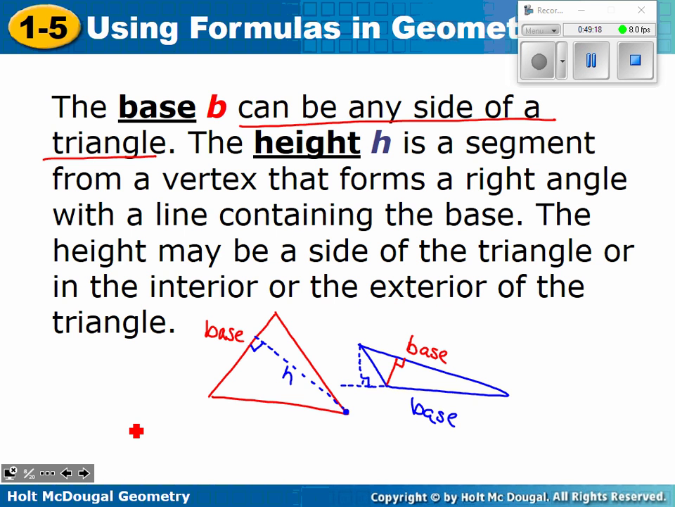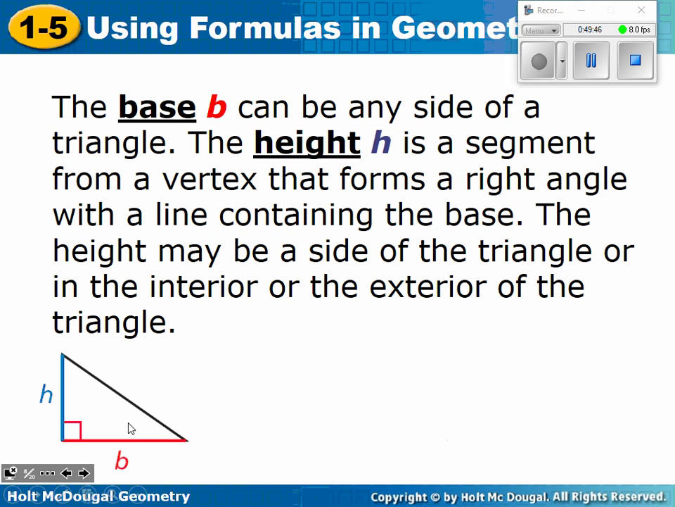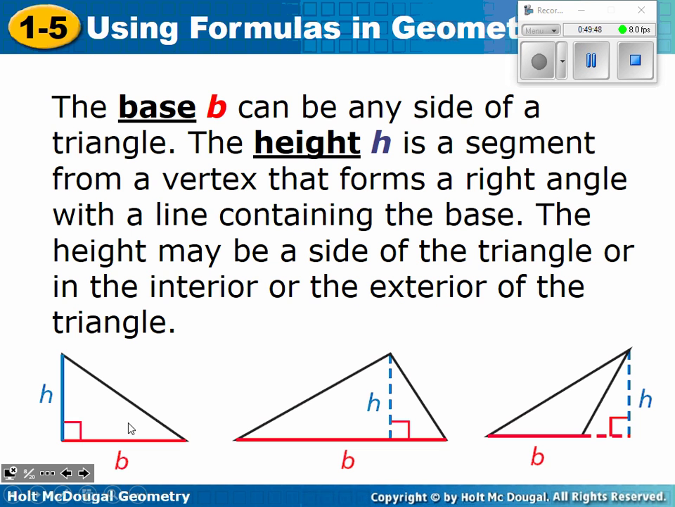So then again, the definition for height is it is a segment that goes from a vertex that forms a right angle with the base or with the line that contains the base. Your height has to form a right angle with your base. It may be that it's outside your triangle, so it's with the line that connects to your base, like in the picture, but it still has to form a right angle with your base. And then here's some examples in the picture that you can see where your height's inside and outside your triangle.